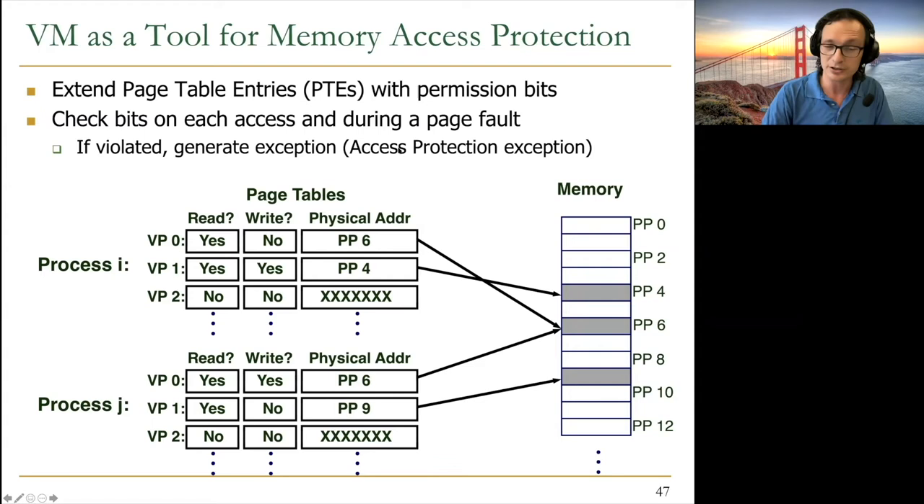And this is called an access protection exception. And when you get an access protection exception, the operating system gets involved. It usually kicks you out of the system or stops the process, because the process is not supposed to access that location. Okay, so that's how you enforce protection during the translation. While you're doing the translation, in the TLBs, you enforce this also.